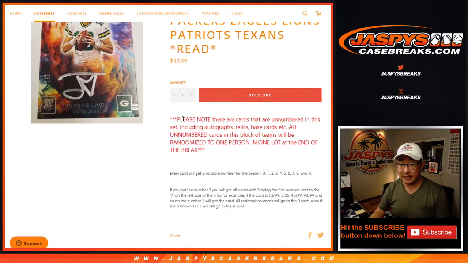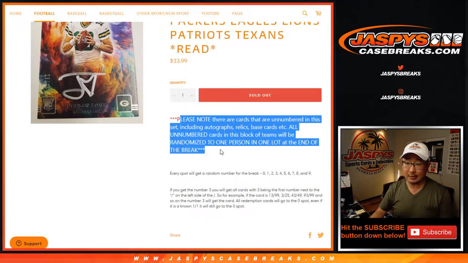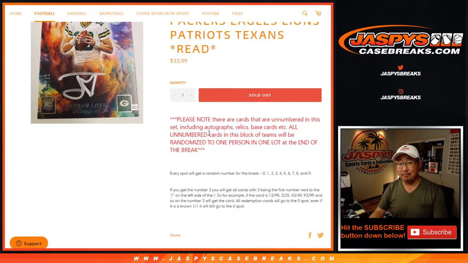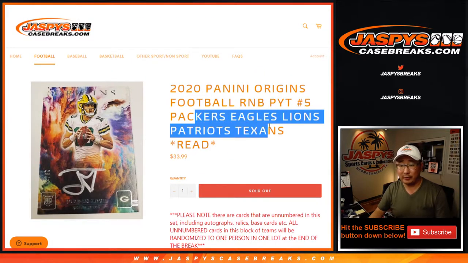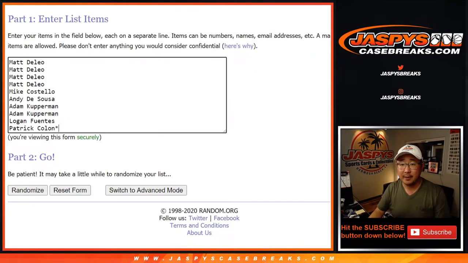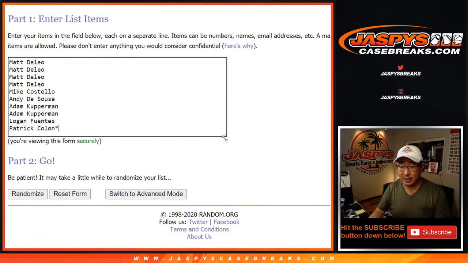Now, in this particular set, there are a lot of cards that don't have numbers on them. Right? Not a lot, but there are enough cards that don't have numbers on them. We're going to randomize that as one lot and randomize it to one person in this group right here. Only for those teams, obviously. Big thanks to these folks for getting into the action.